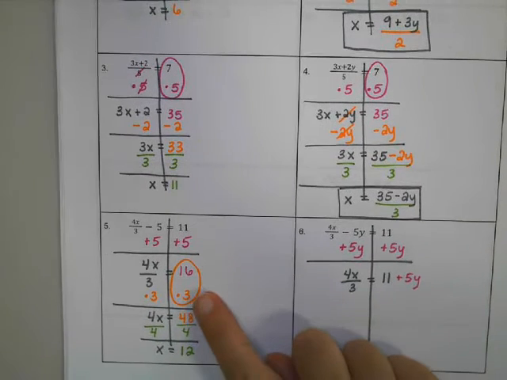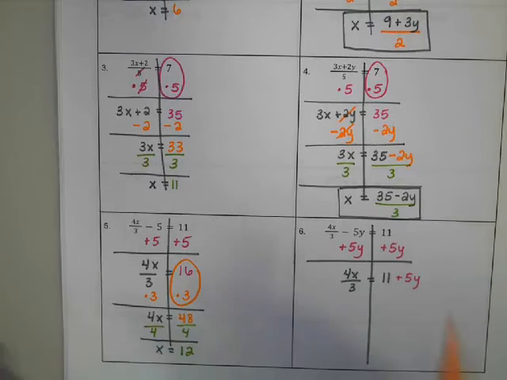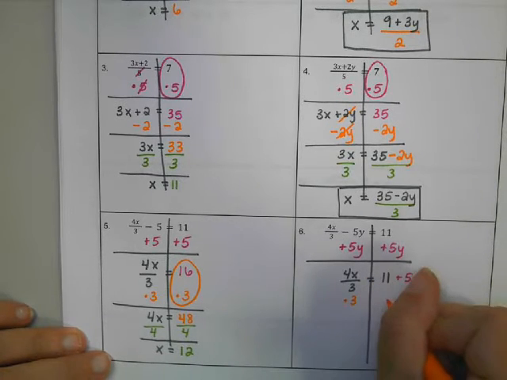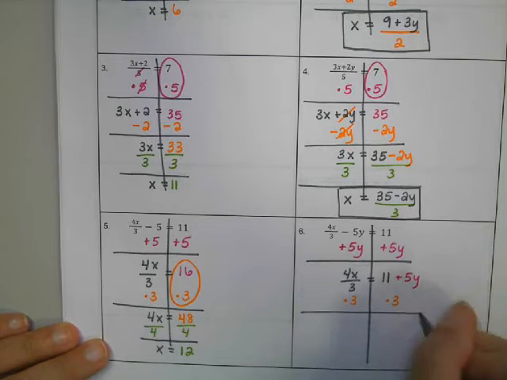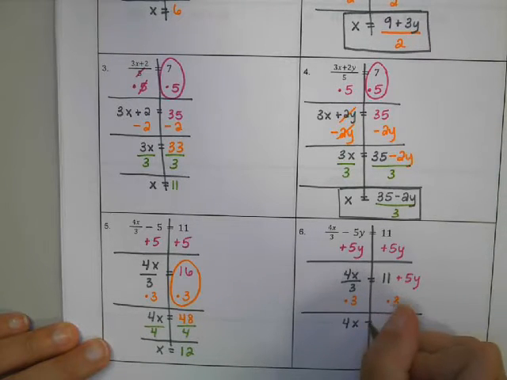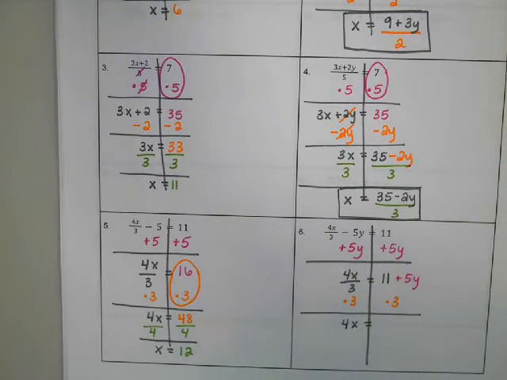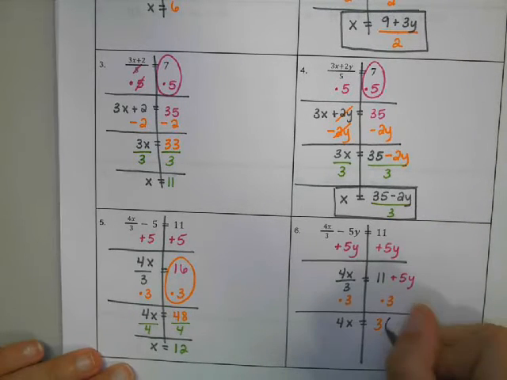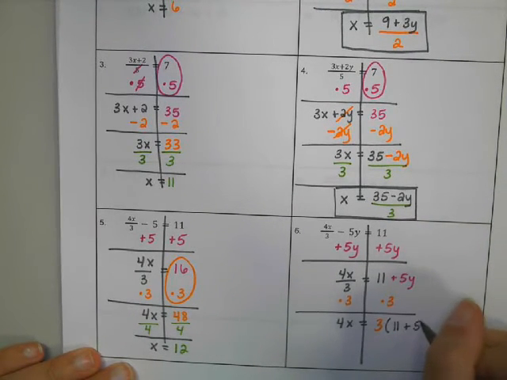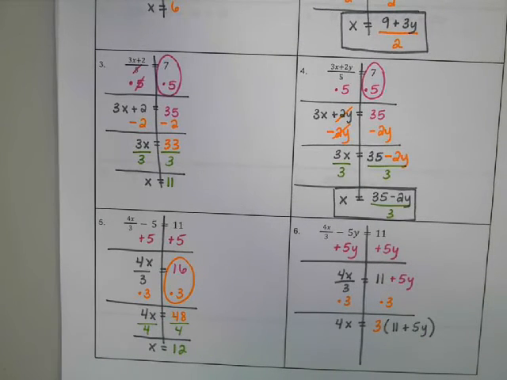Next thing that I did here was I multiplied by 3. So the next thing I'm going to do here is multiply by 3. I'm going to go ahead and drop down my 4x, and then I'm going to show that I multiplied everything that was here by 3. To show that, I'm going to put 3 parentheses 11 plus 5y. I'm showing I'm multiplying everything that was there by 3.